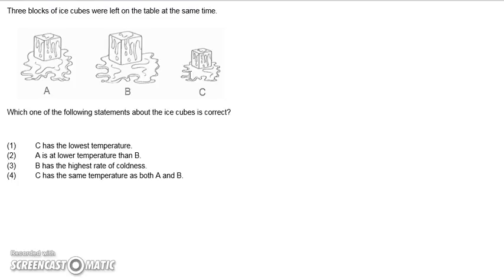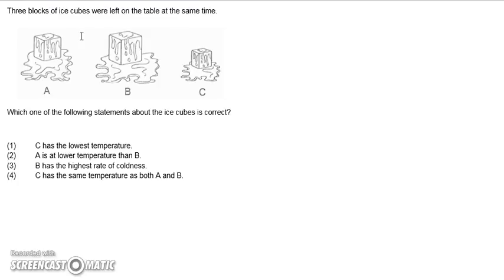So in my opinion, an ice cube in room temperature is an ice cube in room temperature. That means if you take a data logger and put it inside here, it is maybe slightly below zero, slightly below zero, and slightly below zero. The difference is perhaps C would take a shorter time to melt and B takes a longer time to melt, but when it comes to temperature, they are all the same.